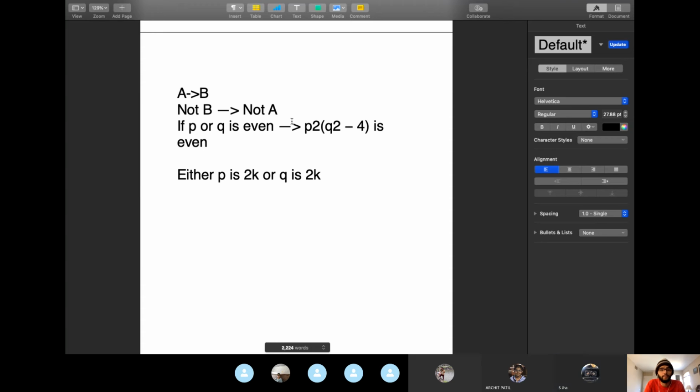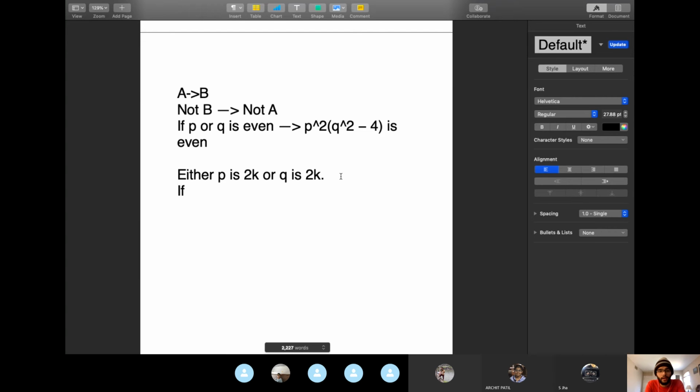Thank you. Yes. Okay. So if p or q is even, it means that either p has to be 2k or q has to be 2k, because an even number is something that can be represented as 2k. So what happens in this case? We have a product here which is p squared times, oh, this is not p2, this is p squared, sorry about that. So this is p squared and q squared minus 4.